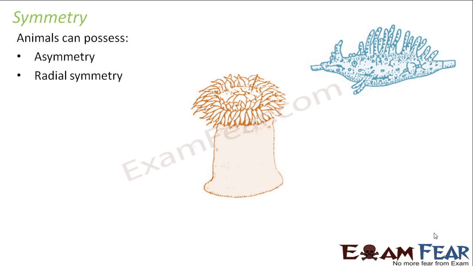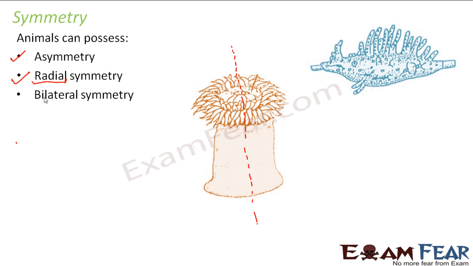Next is radial symmetry. When I say radial symmetry, that means the object will get divided into equal parts only when you cut that object along a plane passing through the central axis of the body. For example, if you talk of circular objects, if this is an animal, this is a sea anemone. If you try to divide it along this central axis, you will be able to get symmetrical parts. This is known as radial symmetry. The word radial is derived from the word radius.